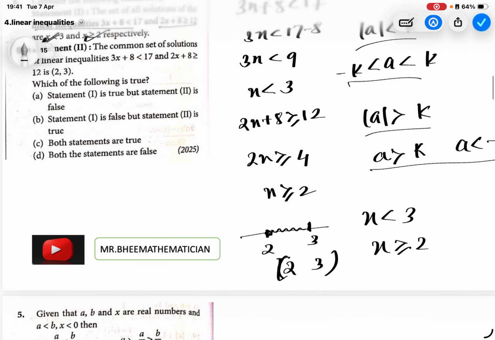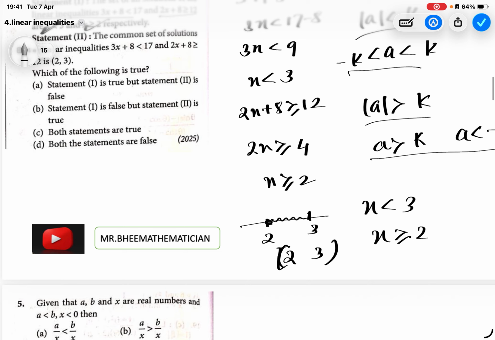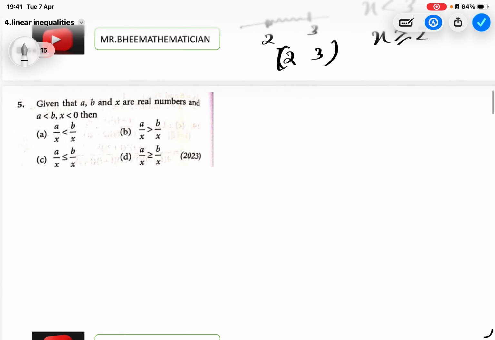So which of the following is true? Statements 1 and 2 are true. Then option C is correct.